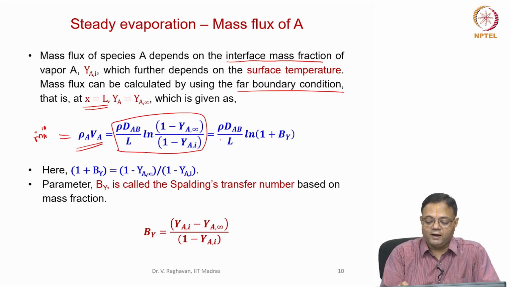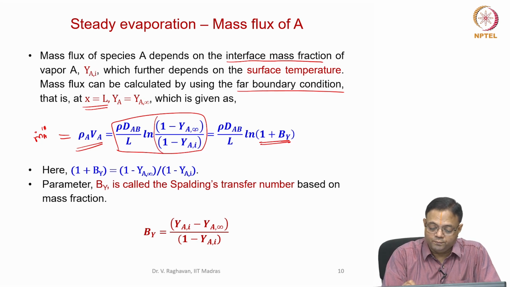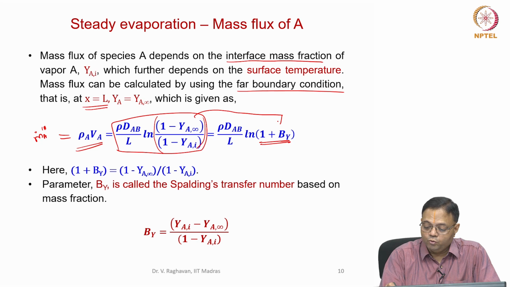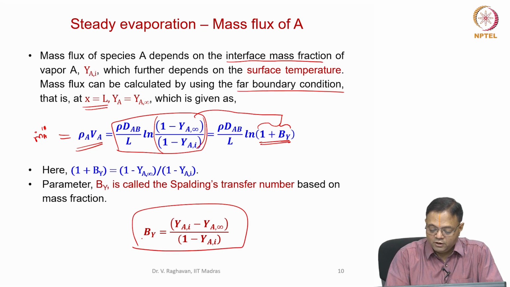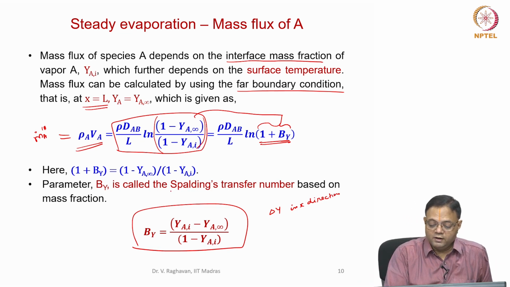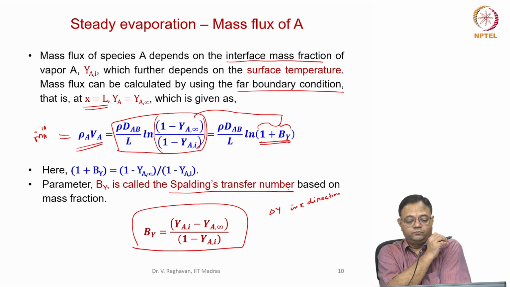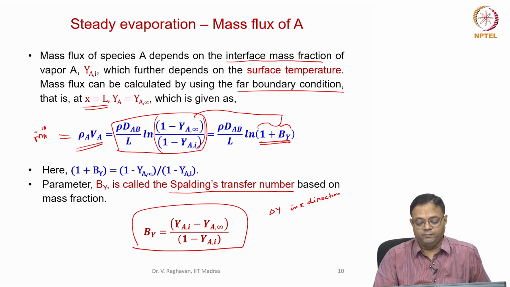So, now this can be written as rho D A B by L into natural logarithm of 1 plus B y. Now this term in the natural logarithm, I write as 1 plus B y. That means B y itself can be written as y A i minus y A infinity, this is actually delta y in x direction, divided by 1 minus y A i. So, this is called Spalding's transfer number based upon mass transfer analysis. This is mass transfer analysis. So, it is called Spalding transfer number, very important.